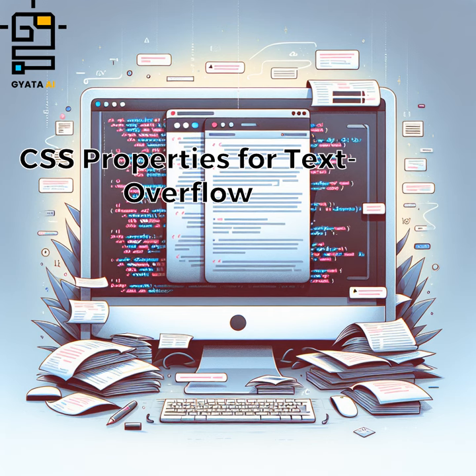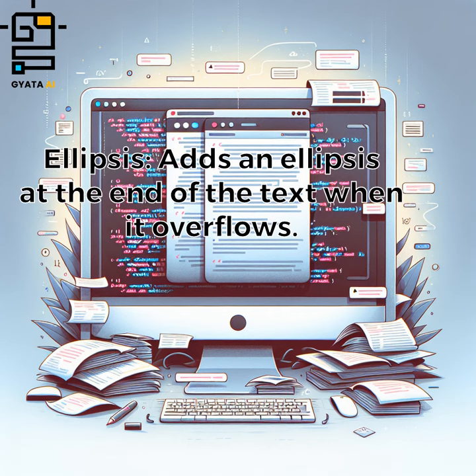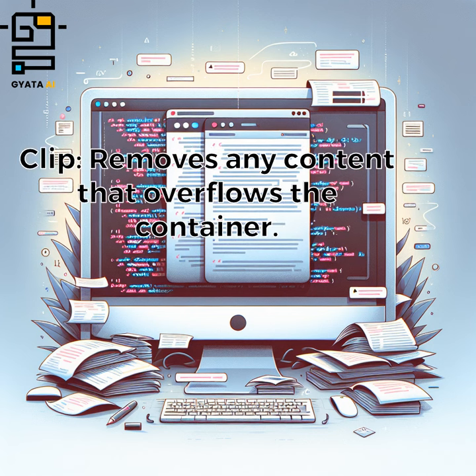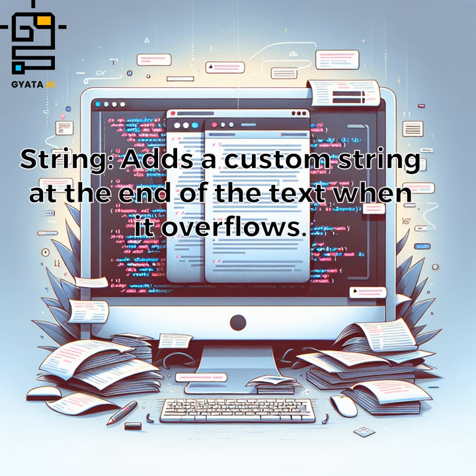CSS properties for text overflow. Ellipsis adds an ellipsis at the end of the text when it overflows. Clip removes any content that overflows the container. String adds a custom string at the end of the text when it overflows.